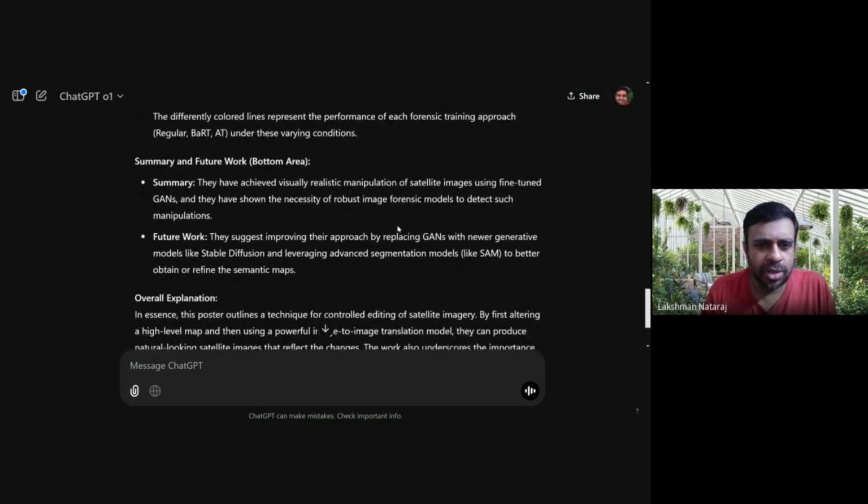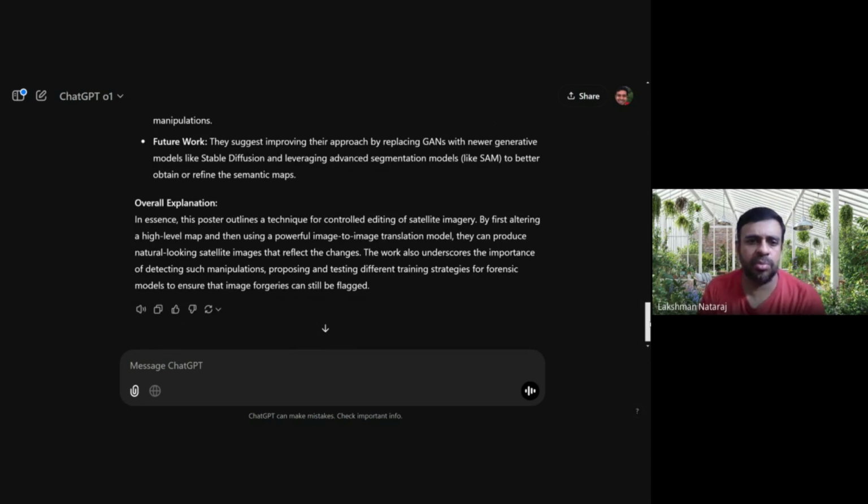So in the summary, they have achieved visually realistic manipulation of satellite images. That is true, and they suggest replacing GANs with newer models like stable diffusion. Overall, it outlines a technique called controlled image editing of satellite imagery. By first altering a high-level map and then using a powerful image-to-image translation, they can produce natural-looking satellite images. It also underscores the importance of detecting such manipulation. That is amazing. I'm going to give it a like. So yes, it's not just manipulation, but we also focus on the detection part.